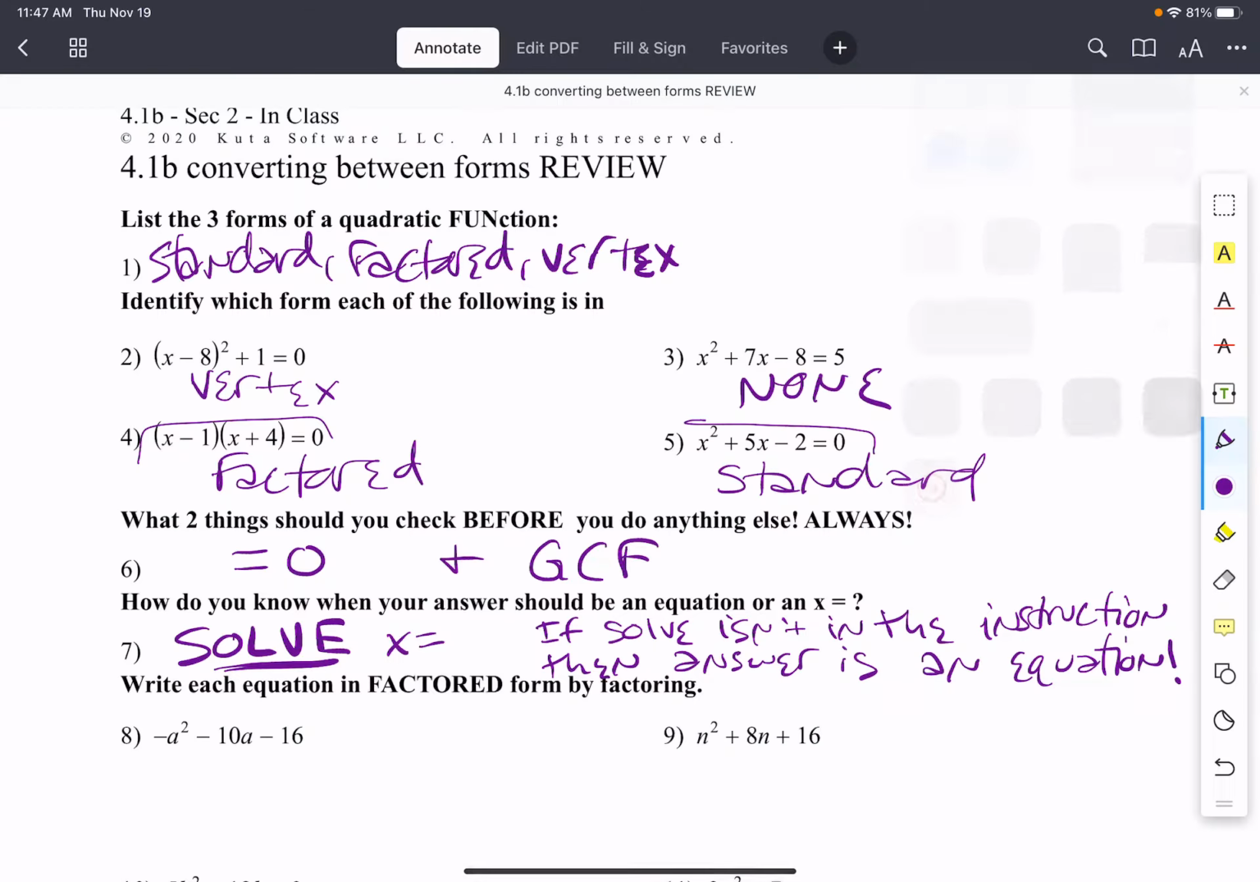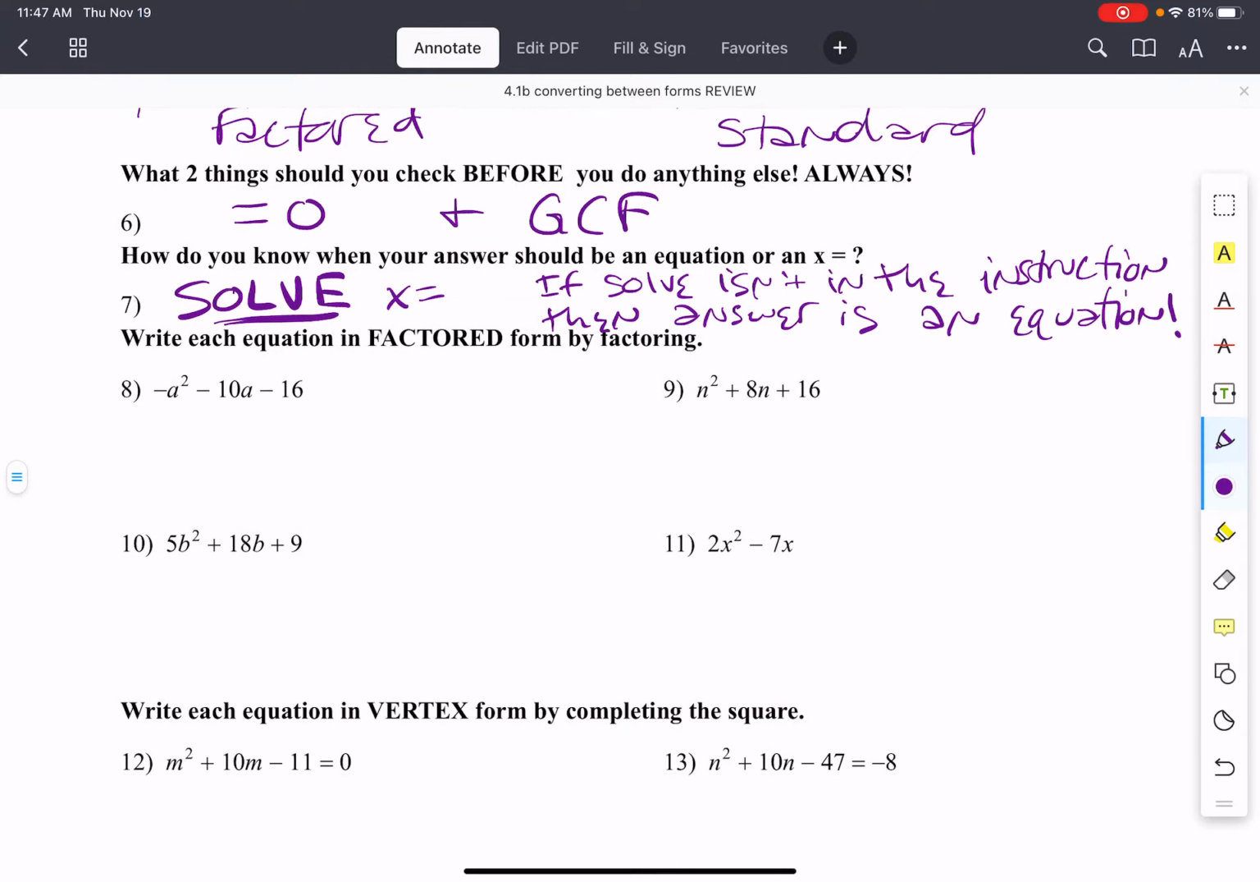Okay, now we're going to review factoring, okay? So there's no equal sign to worry about equals 0, so that's good. So then what do I have to do before I can check? GCF. Is there a GCF on this one? If the first one's negative, then that's my GCF, or part of my GCF. So I'm going to divide everything by a negative. That's why it's going to change to plus 10 and plus 16, because two negatives make a positive. Okay?